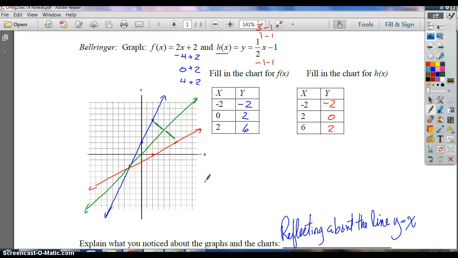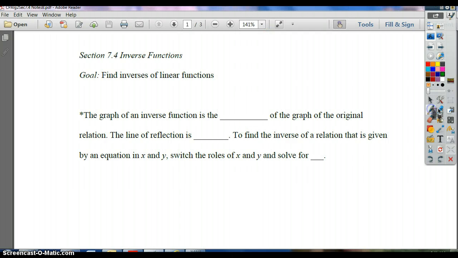Okay. And let me shift down here for you. Okay, so let's fill in your chart here. It says the graph of an inverse function is the blank of the graph of the original relation. Okay. And the line of reflection is y equals x. The inverse function is the reflection of the graph of the original relation about y equals x.